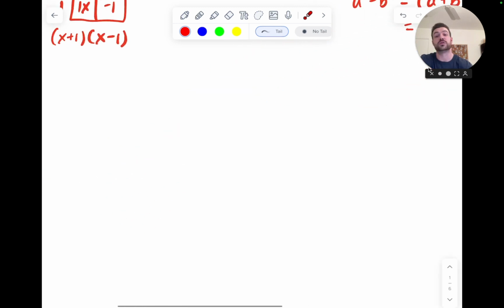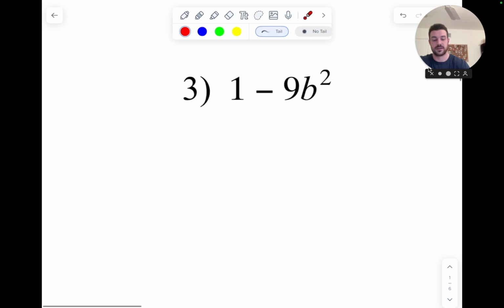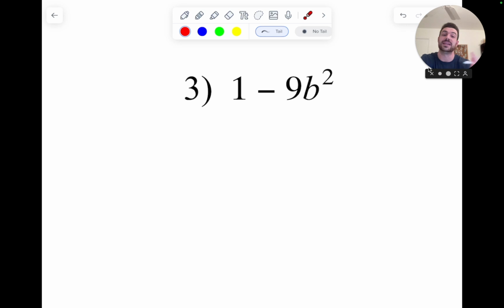The last one we're going to do today is a little bit different. So sometimes it throws us off when we've got our variables in the second part of the binomial, but it really shouldn't. It doesn't change anything that we're doing except the constant comes first, and then the value with the variable is going to come second. So same idea. We look at this and we try to decide if there's anything we can divide out, and there isn't. Nothing multiplies into 1 and 9b squared.